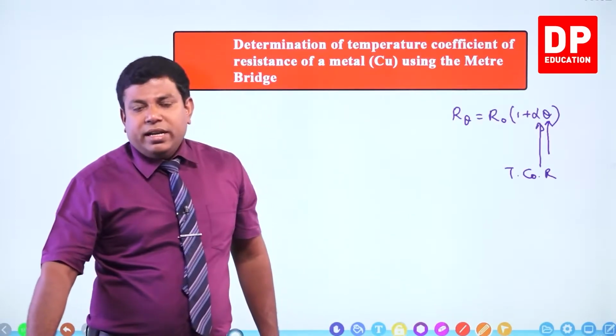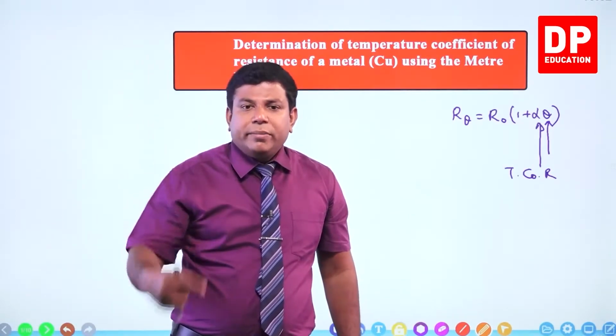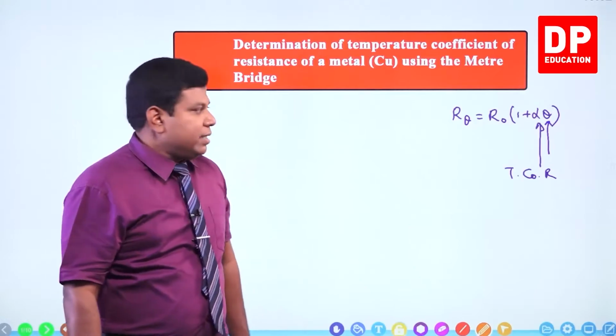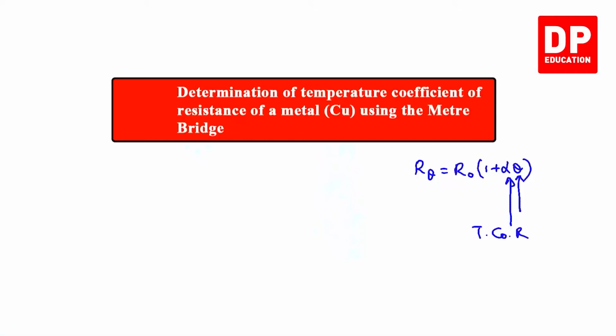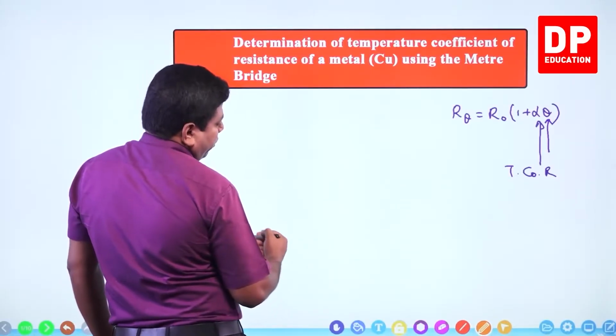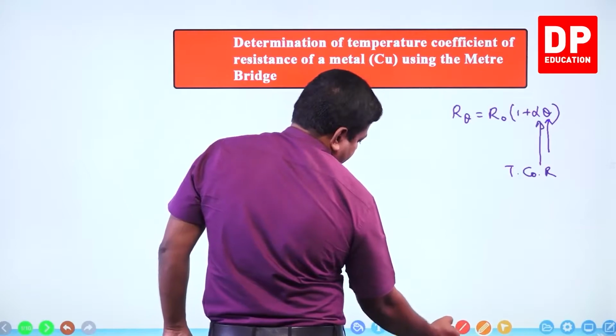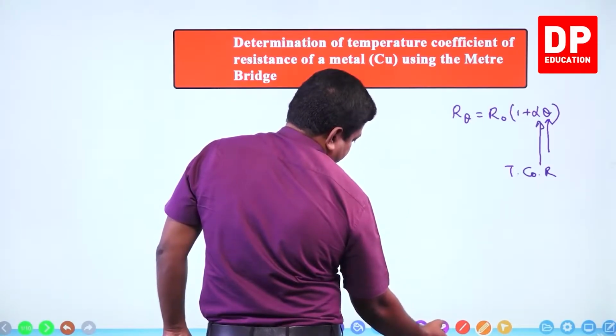So basically, when the temperature increases by 1 degree, by how much the resistance is going to increase is what we measure here as alpha. So, how are we going to measure this? We take the meter bridge. You all know the meter bridge. Let me draw the meter bridge.